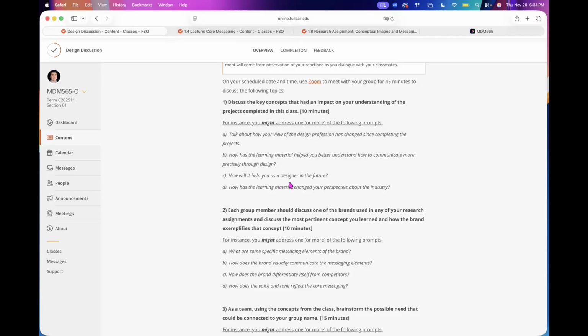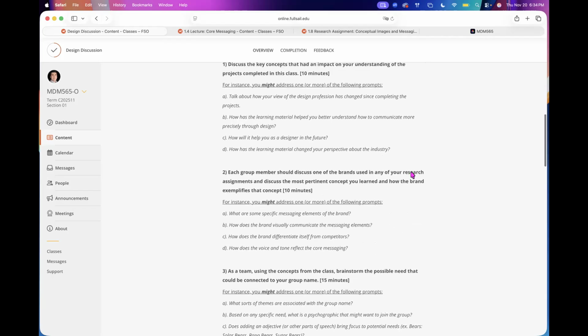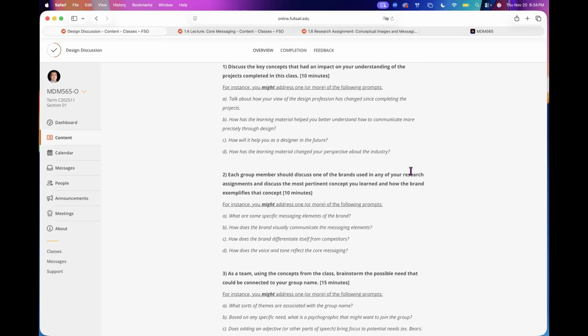Let's see. What do you think about C for number one? How will it help you as a designer in the future? I feel like it is, because I'm a mixed media artist, and I'm shaping myself as a media designer. It definitely, like I said, gives structure, and learning how to campaign yourself or campaign whatever you're trying to sell, I feel like that will help me a lot in the future.